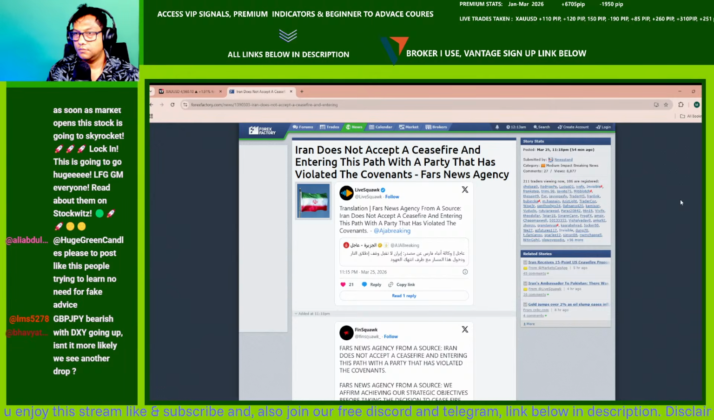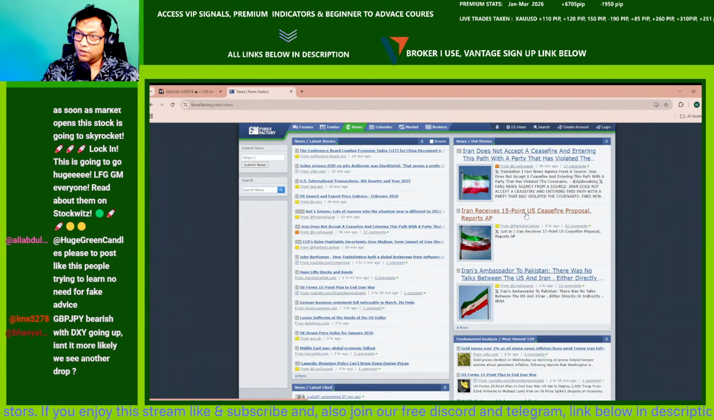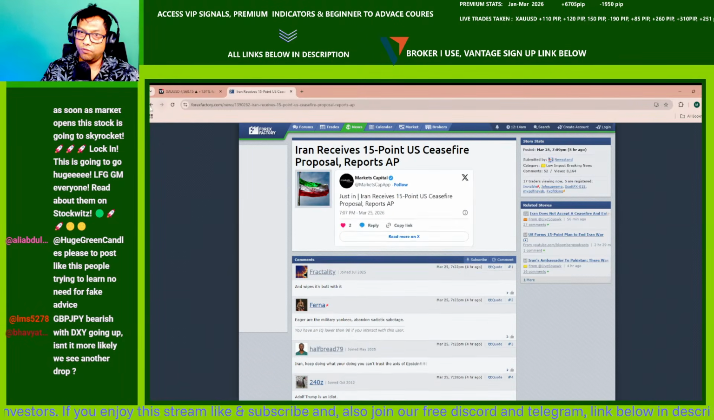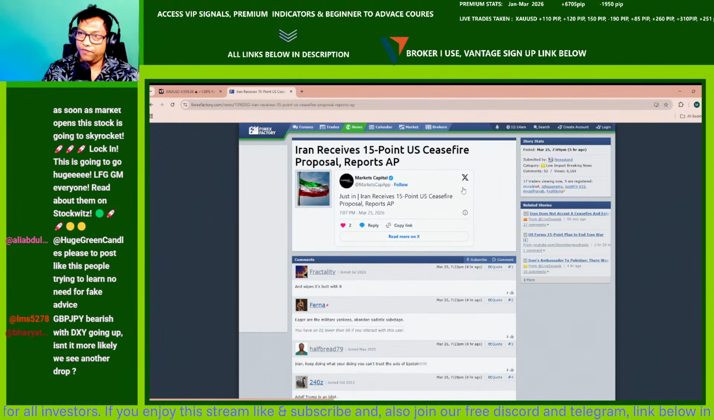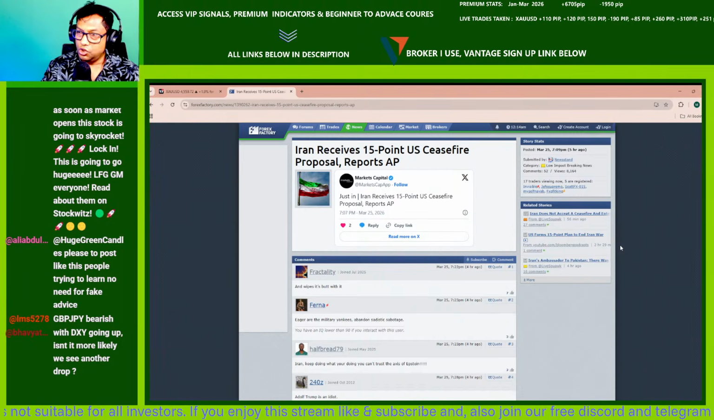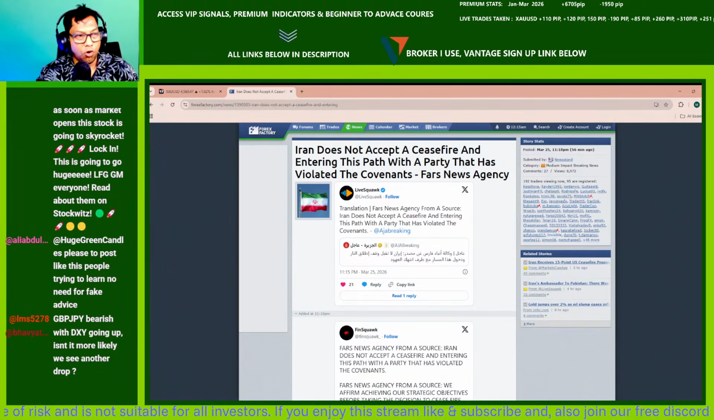So we saw that in our previous hour there was a proposal, I think it came from the US, for the 15-point ceasefire proposal. Okay. And now the next one is saying that they don't accept that, so that means it's on, right?